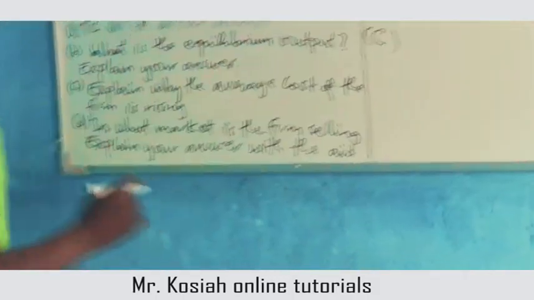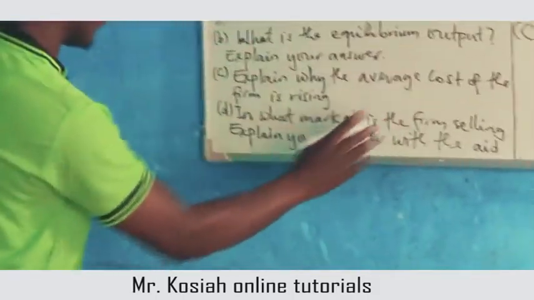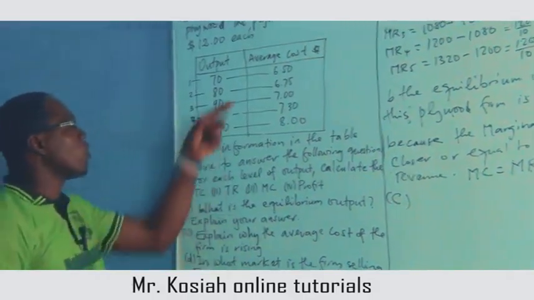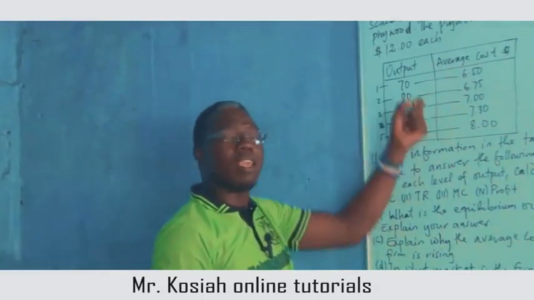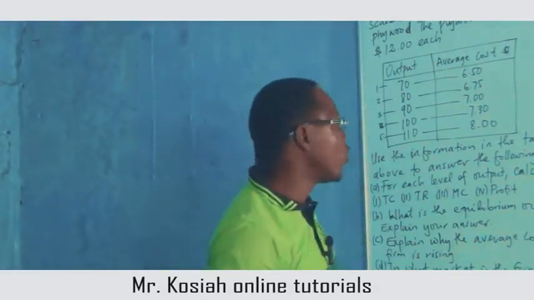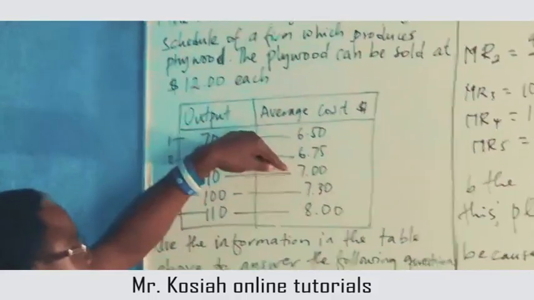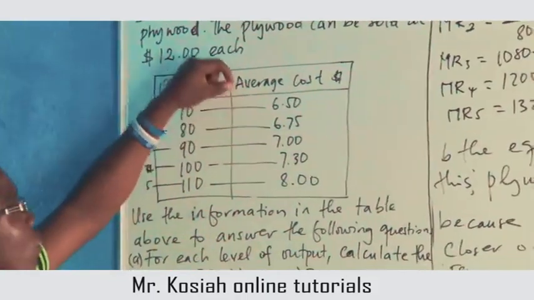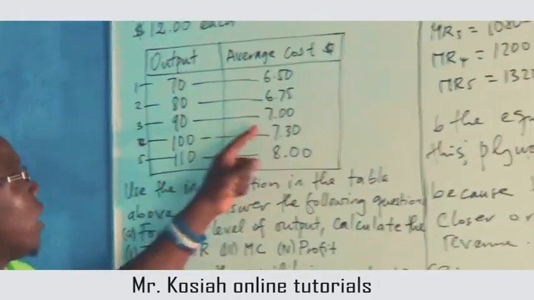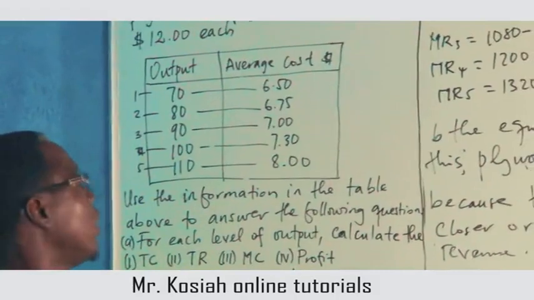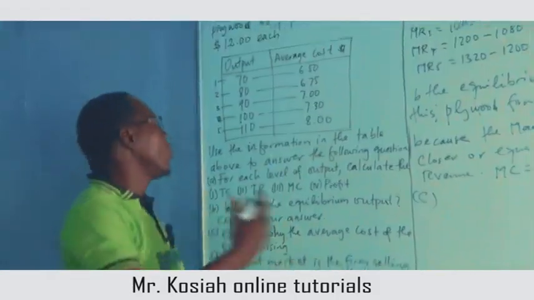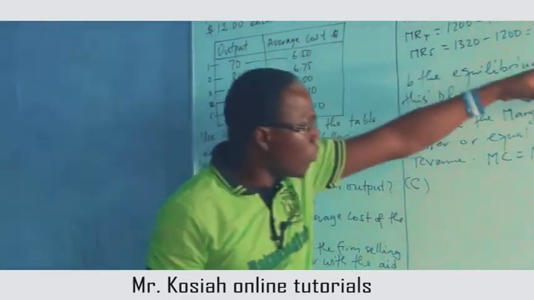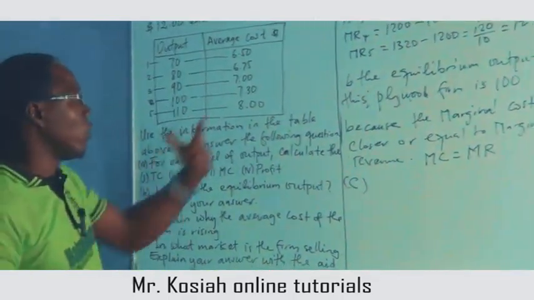Answer C. They say, explain why the average cost of the firm is rising. Of course, you can see it's rising. The average cost is rising because this guy is what? It's diminishing. Diminishing means it's increasing gradually, until it reaches a point that you can no longer increase. So what will happen? It will start to decrease, your marginal cost will start to decrease. So definitely that will happen here.